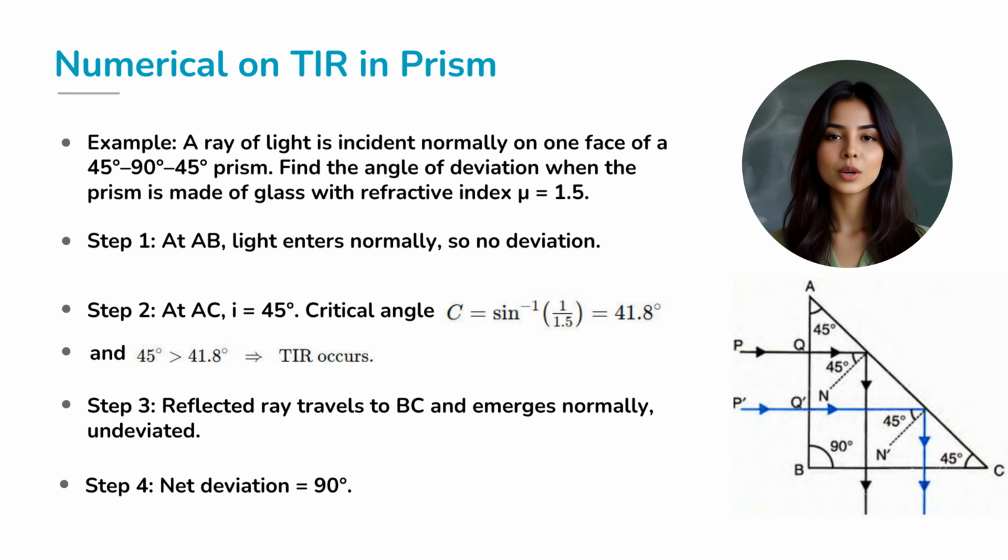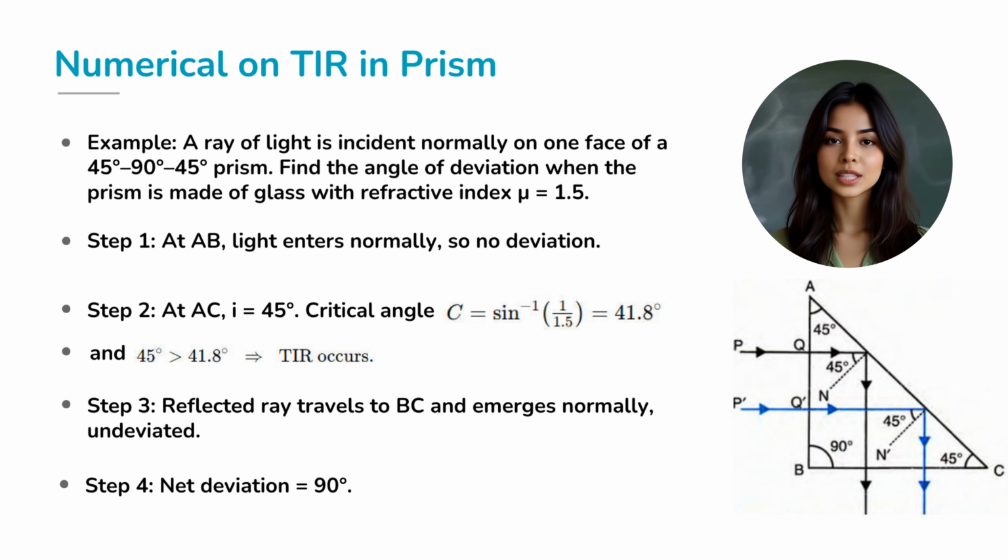Let's solve a numerical example together. Question: a ray of light is incident normally on one face of a 45-90-45 prism. If the refractive index of glass is 1.5, what is the angle of deviation? Step 1. At face AB, the ray enters normally. That means no deviation. Step 2. At face AC, the angle of incidence equals 45 degrees.